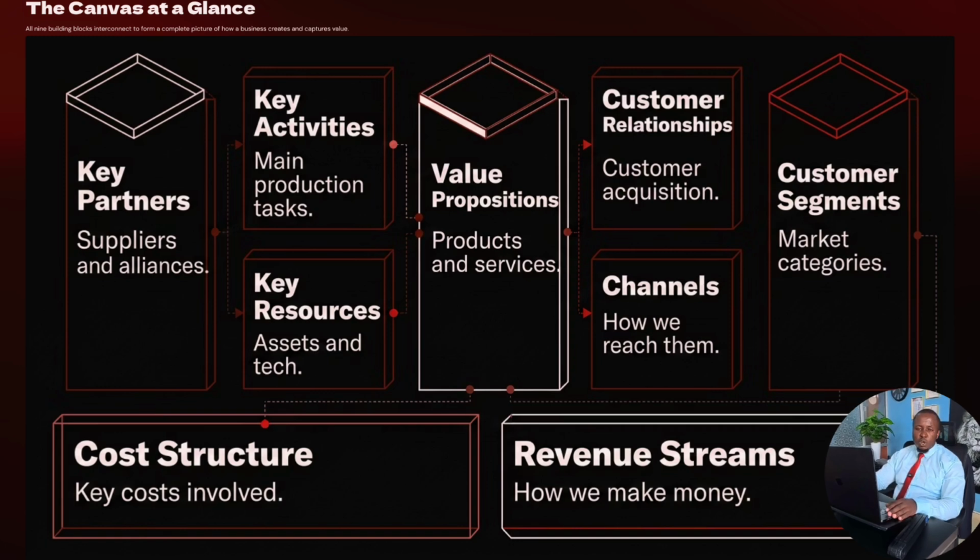Now, for the canvas, so at a glance, this is the way you draw it. In the middle, you have your value proposition. To the far right, you have your customer segments. To the far left, you have your key partners. In between the value proposition and the customer segments, you have customer relationships and channels. And in between key partners and your value proposition, you have key activities and key resources. At the bottom of the table, on the right-hand side, you have your revenue streams, and on the left-hand side, you have your cost structure.